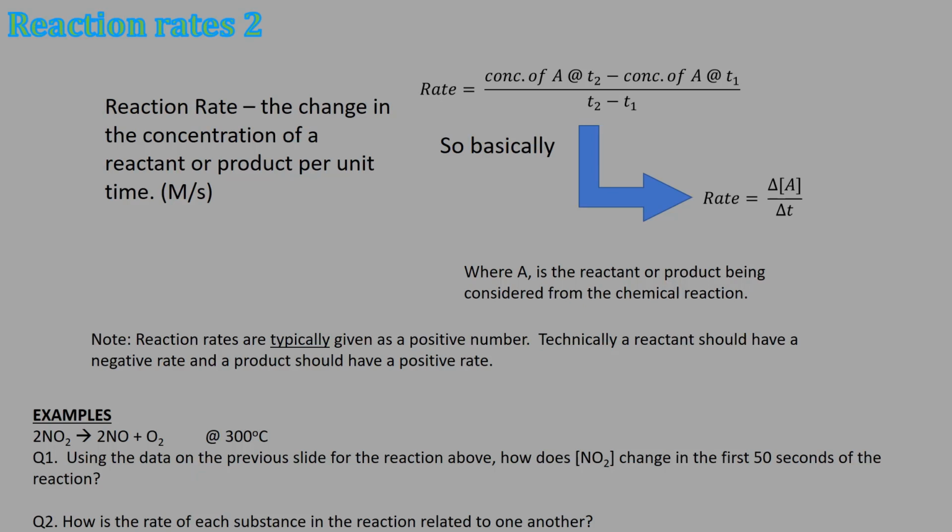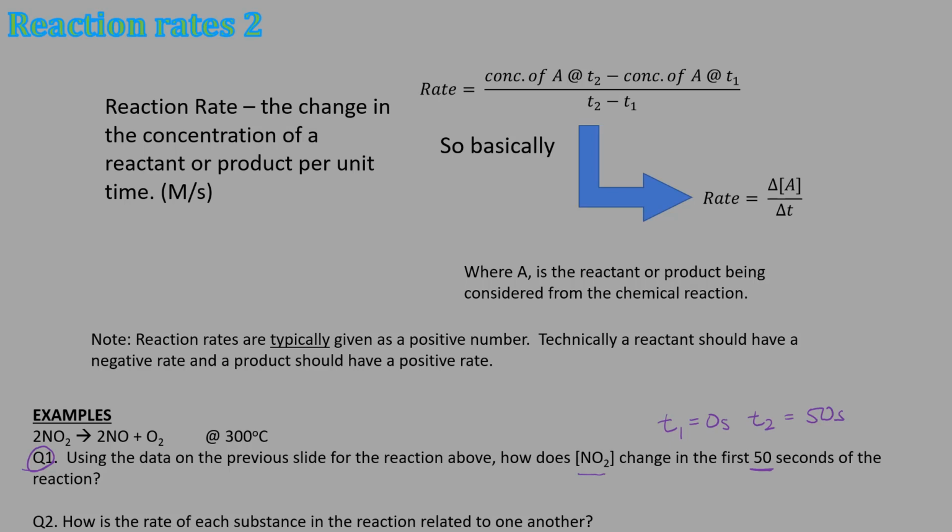All right, so this problem right here, question 1, says, using the data on the previous slide for the reaction above, how does the concentration of nitrogen dioxide change in the first 50 seconds? In the first 50 seconds, that means we start at time 0. So time 1 would be 0, and time 2 would be 50 seconds. So I need to find my concentrations for those times. If I go back and look at the table, feel free to pause the video and go back and look for yourself if you want.